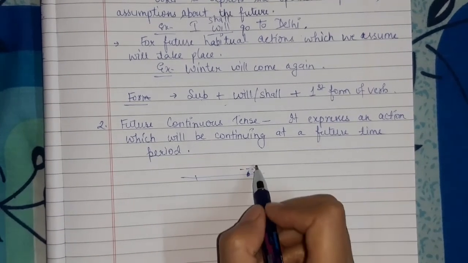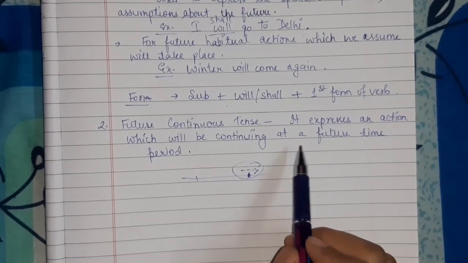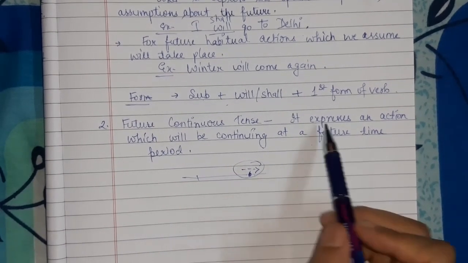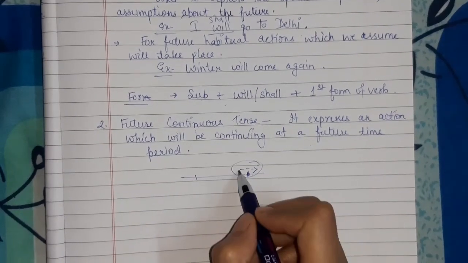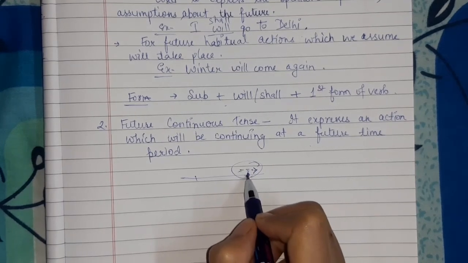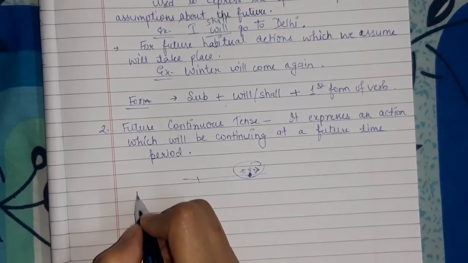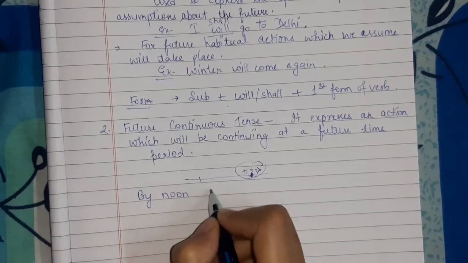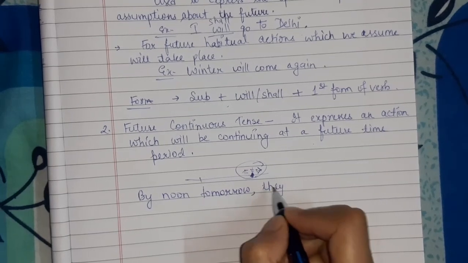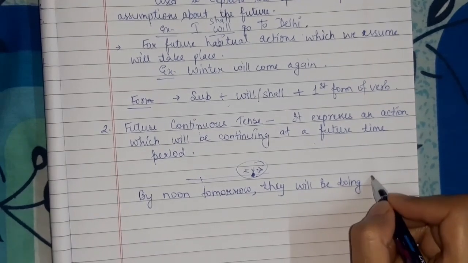Basically we focus on this, we do not focus on the starting of the action. So that's why I have not expressed any starting point of the action. I expressed here that it expresses an action which will be continuing at a future time period. Suppose this is a future time period, and by this time any action will be going on. For example, a very easy example: by noon tomorrow they will be doing this job.